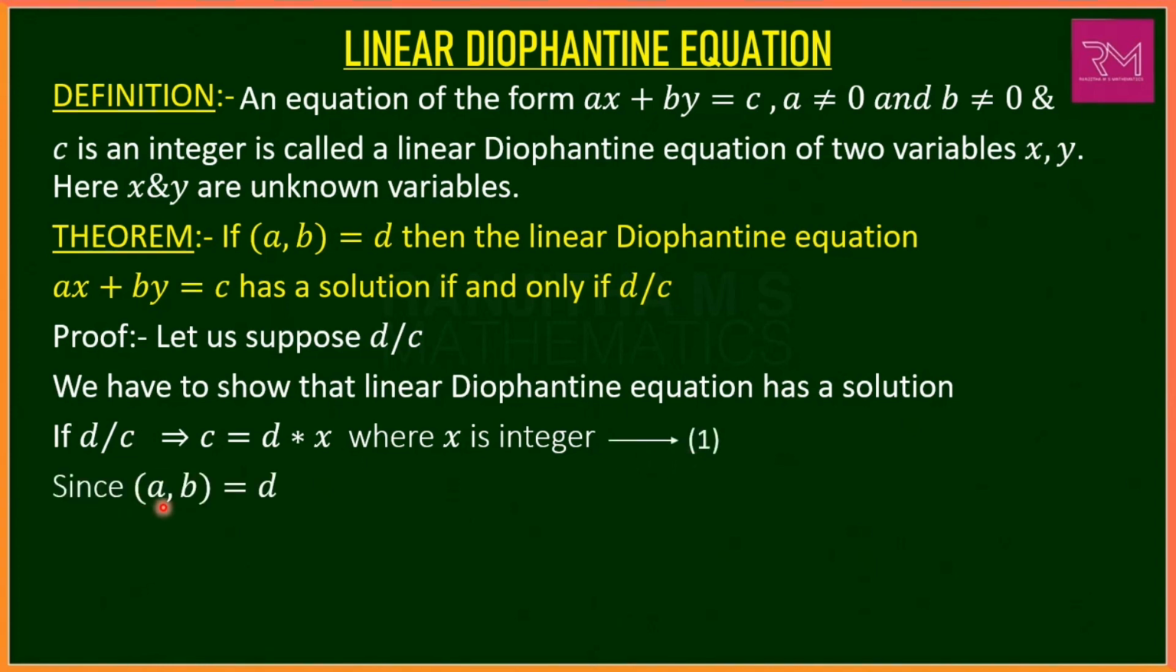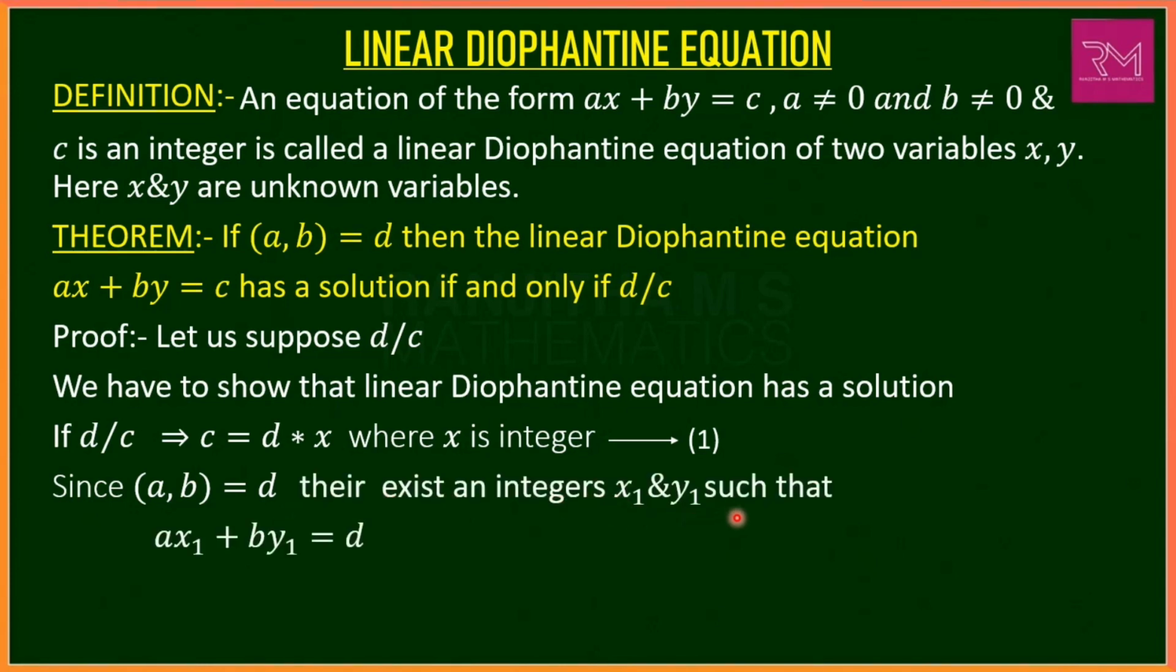Also, we have to consider the condition GCD(a, b) = d, which is given in the statement. Since GCD(a, b) = d, there exist integers x1 and y1 such that ax1 + by1 = d. This statement holds because by Euclid's algorithm, if the GCD of any two integers is d, then there exist integers x1 and y1 such that ax1 + by1 = d. Take this equation as equation number 2.